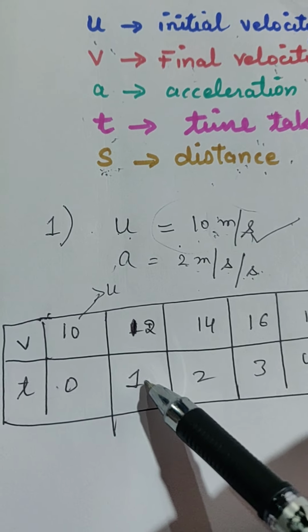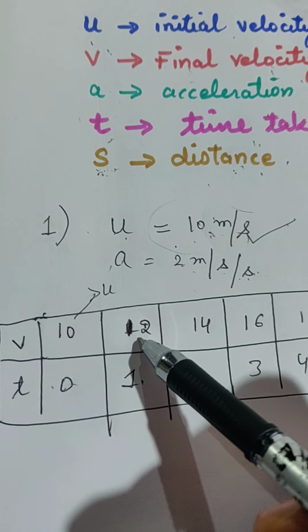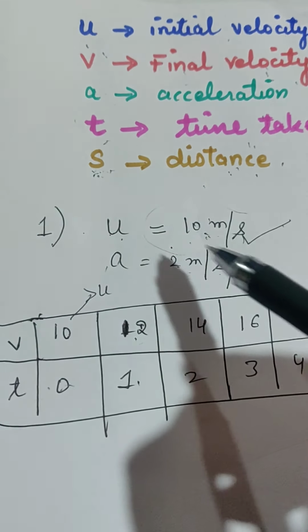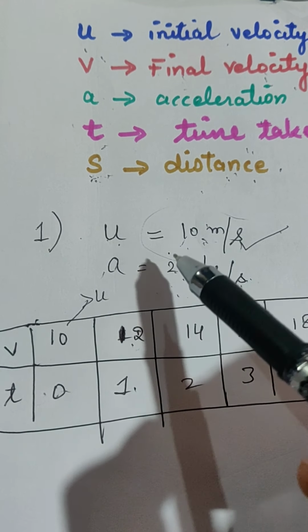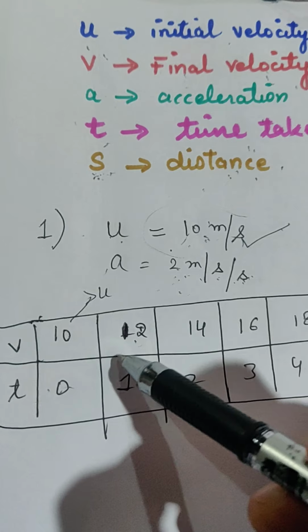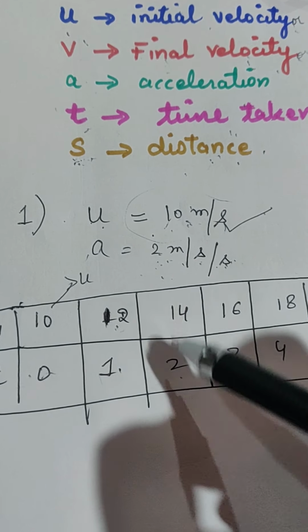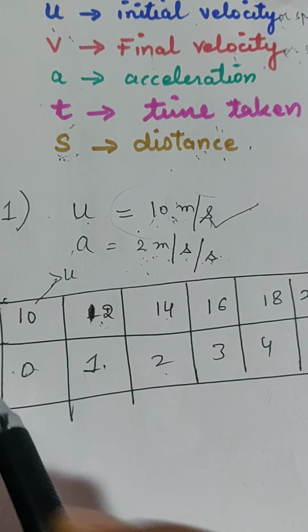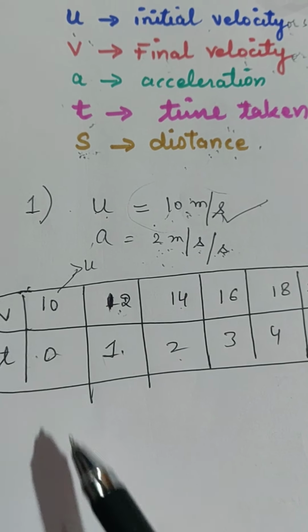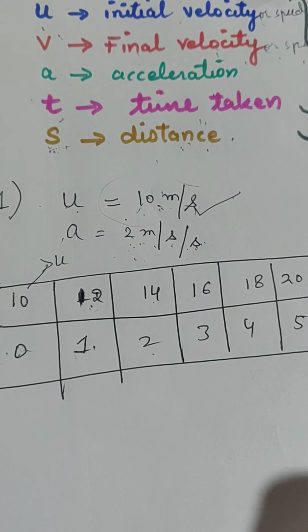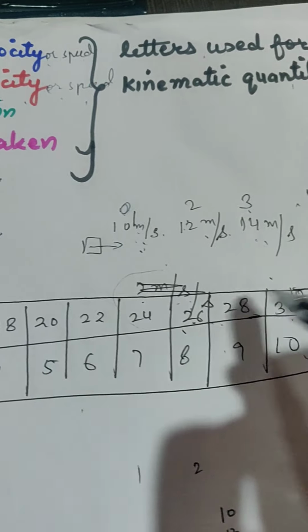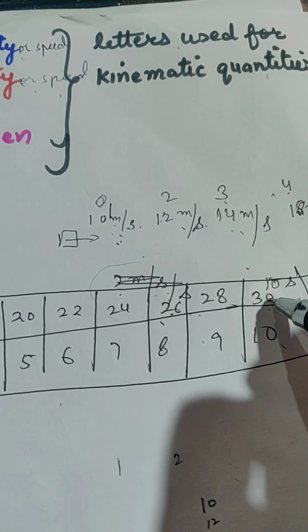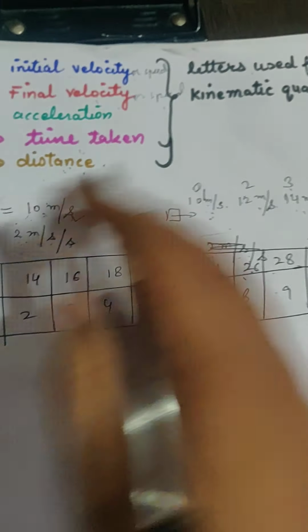Now in the next second, what will it become? 12. Why 12? Because in the question it was said that there is a change in the velocity by 2 meter per second every second. So it should become 12. Then in the next second it should become 14. So for how many seconds do we have to observe its velocity? We'll do it for 10 seconds and we'll see the velocity is 30 meter per second. Right? So this is the logical way.